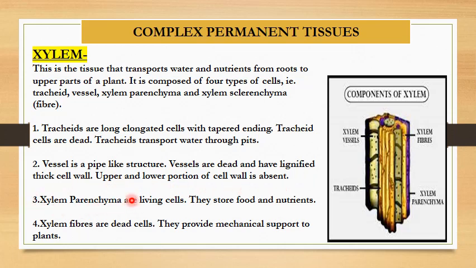Xylem parenchyma are living cells. They store food and nutrients. Xylem fibers are dead cells. They provide mechanical support to plants. Out of tracheids, vessels, xylem parenchyma and xylem fibers, only xylem parenchyma are living cells.